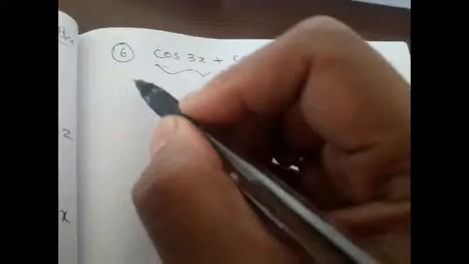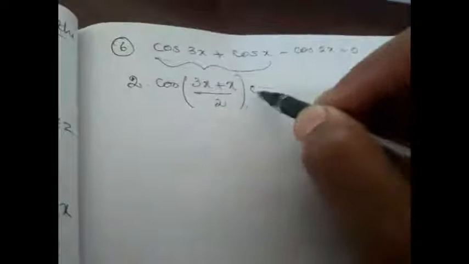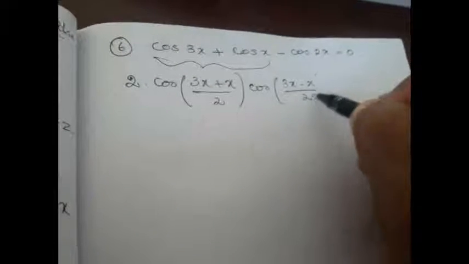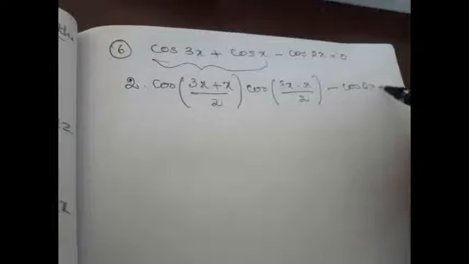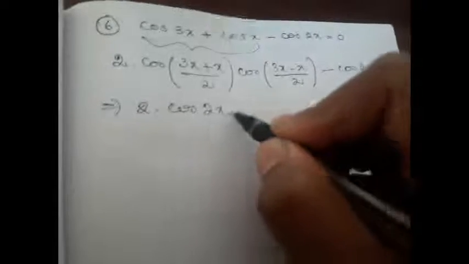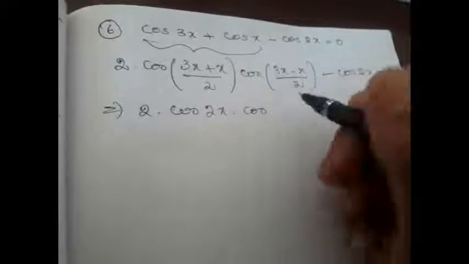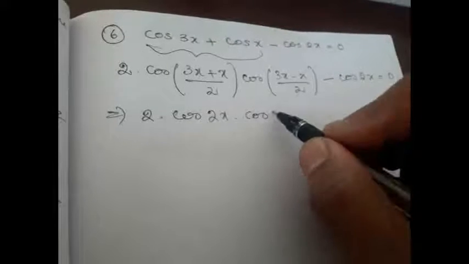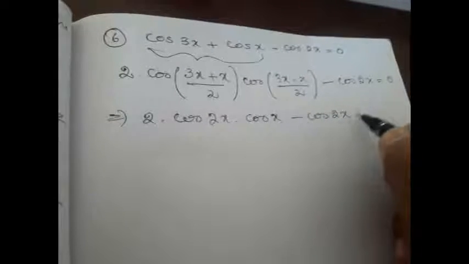So what are we going to do here? We are going to take the first two terms and apply the formula cos C plus cos D. What is cos C plus cos D? It can be written as 2 into cos of (x plus y) by 2 into cos of (x minus y) by 2. So 3x plus x divided by 2 into cos of 3x minus x divided by 2, and this term we retain as such. So this implies 2 into cos 4x divided by 2, which is 2x, into cos of 2x divided by 2, which is cos x, minus cos 2x equal to 0.